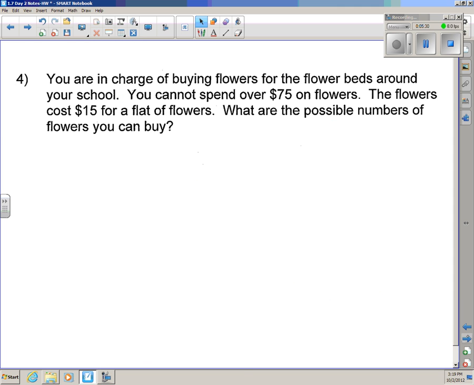Next. You are in charge of buying flowers for the flower beds around your school. You cannot spend over $75. The flowers cost $15 for a flat. A flat just has a whole bunch of flowers in it. What are the possible numbers of flowers you can buy? It's really the possible numbers of flats of flowers, quite honestly. So you know that x is going to be the number of flats or the number of flowers. If that's what you write, that's okay.